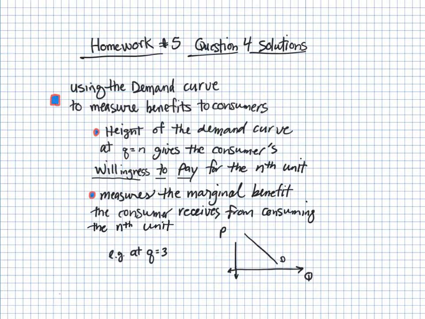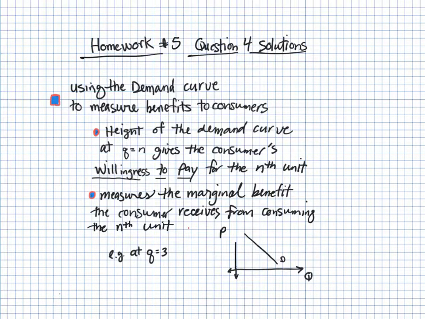One common way that we can measure benefits is by looking at something called willingness to pay. A consumer's willingness to pay is the maximum they're willing to pay for something, and that gives us a pretty good idea of how much that person values that good or service. The willingness to pay for the nth unit of consumption is given by the height of the demand curve at quantity equals n. Q equals n, as I've written up here.